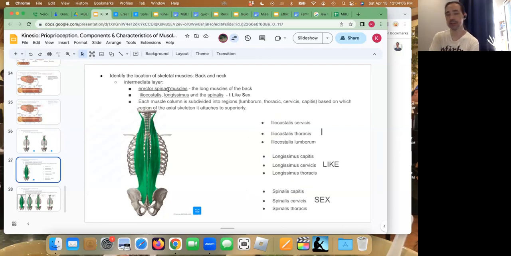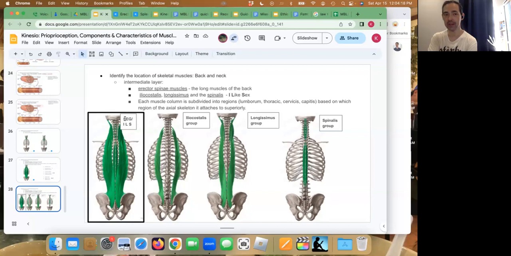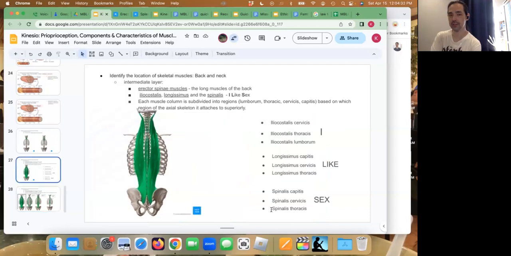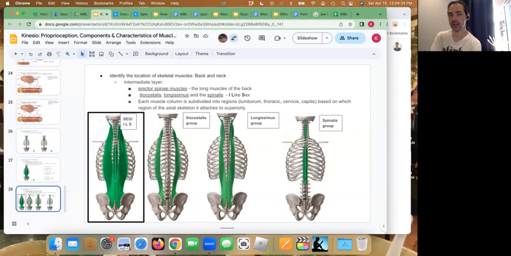All right, and then the erector spinae muscles. Reminder, the erector spinae muscles are the I-L-S muscles. The erector spinae muscles are also called the SEGs, the spinal erector group. Spinal erector group, right? So the erector spinae muscles include the iliocostalis, the longissimus, and the spinalis. I have summaries in different formats. Here I have them listed in bullet points on this slide. On this slide, I have them showing.